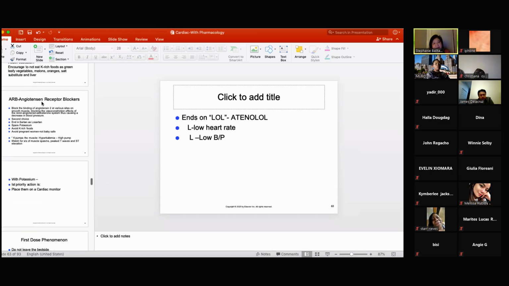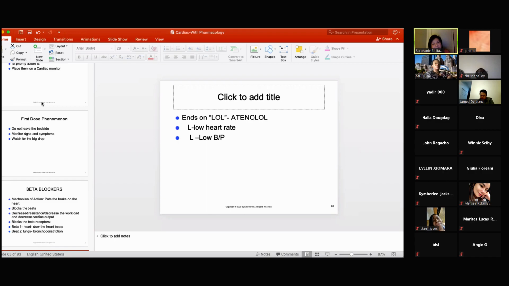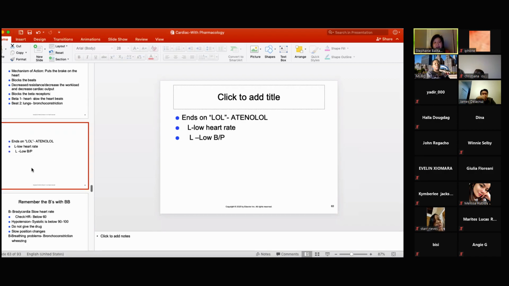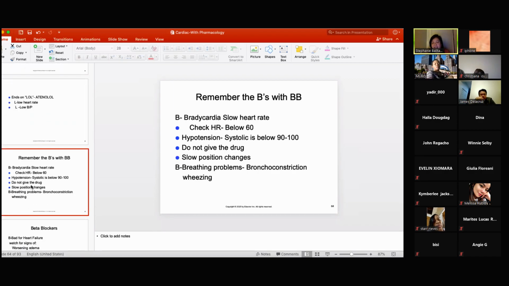So now atenolol, unlike the other two, ACE inhibitors are basically only for blood pressure, right? Then you have your angiotensin receptor blockers, ARBs, only blood pressure. Beta blockers have a pulse now, right? With beta blockers, you're trying to block some of the beats, because you're trying to decrease the workload of the heart.